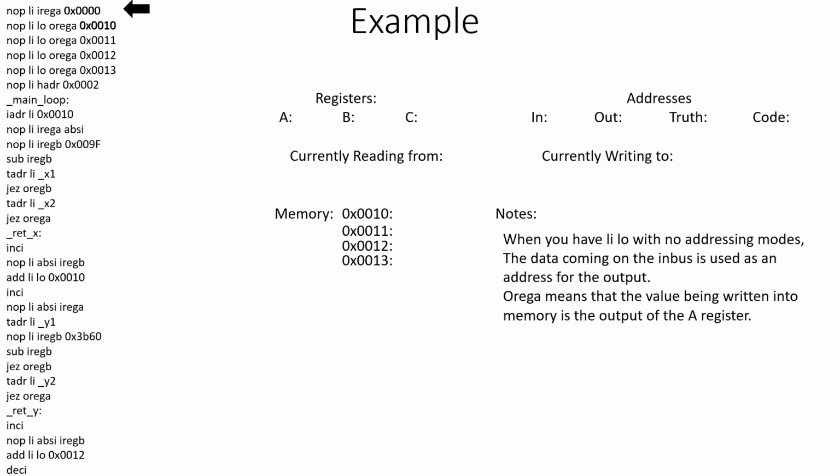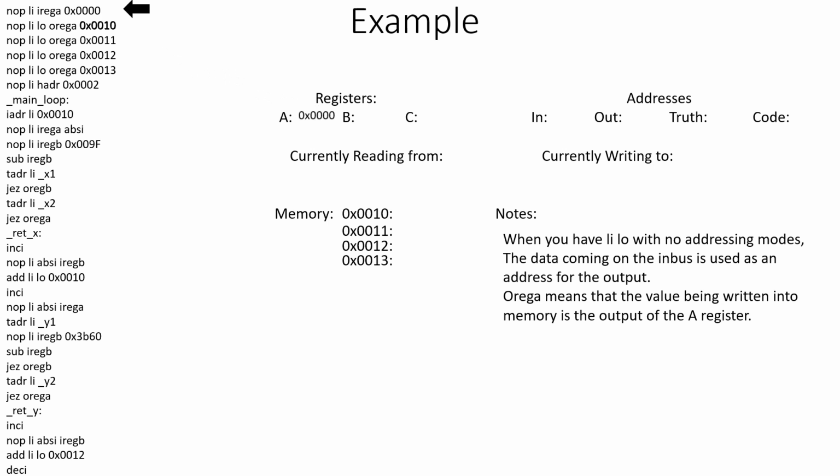Now, let's move on to the instruction level. On the left here, we have a small program. We will only go through a couple of instructions, so we'll get through this fairly quickly. The first instruction, NOP LI IREGA 0x0, tells the processor to load the value 0x0 into register A.